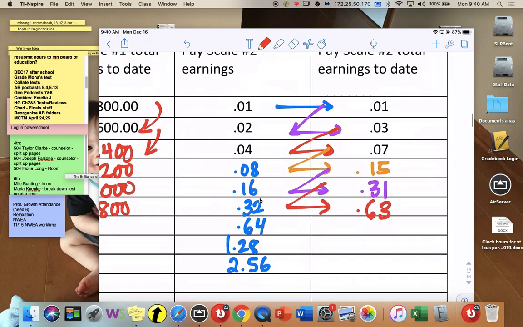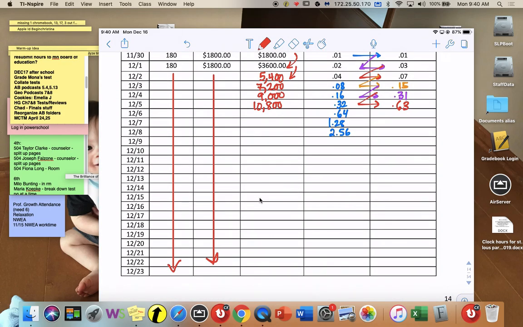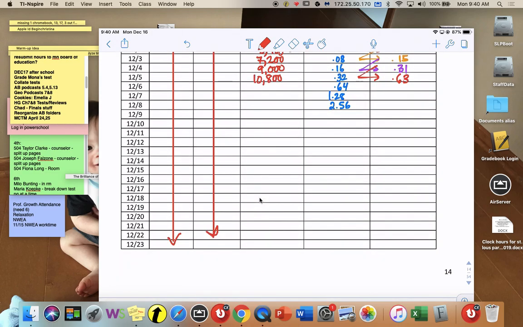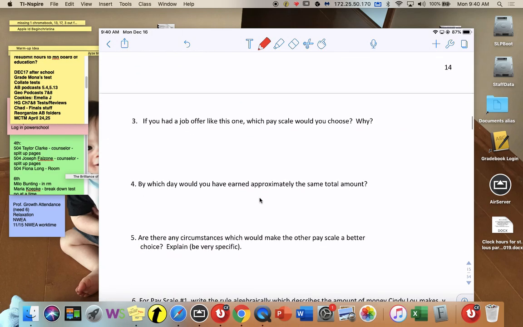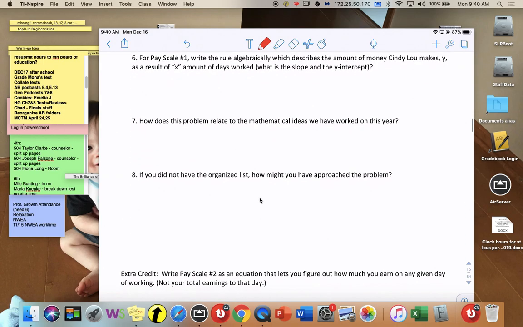And you might already start to see a pattern here, and so I'll let you look for that and see if you can figure that out. And so at the end, you should have all of these boxes filled, and then you can answer the following questions. And so your assignment then will be to finish this page.